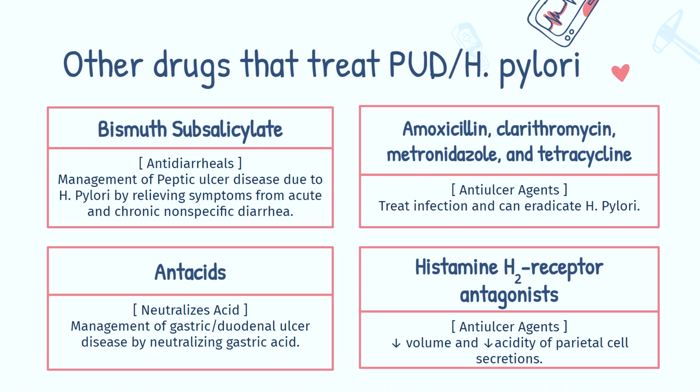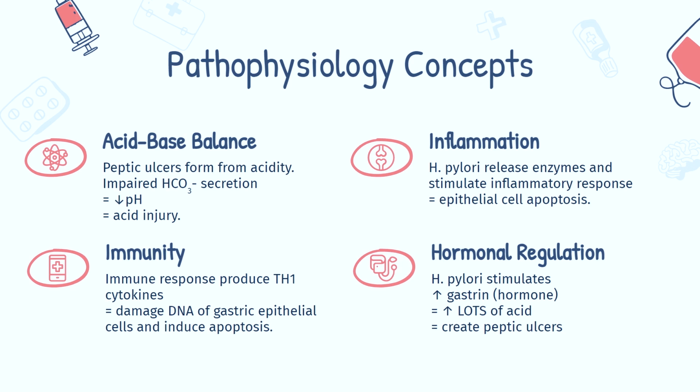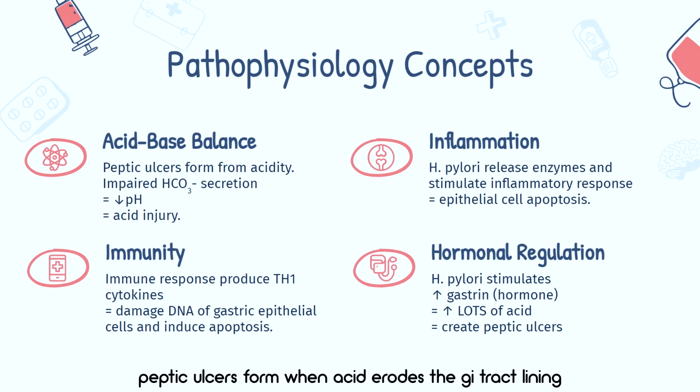of parietal cell secretions. Here are some pathophysiologic concepts that relate to PUD. For acid-base balance, peptic ulcers form when acid erodes the GI tract lining, causing the gastric mucosa to break and create ulcerations. With peptic ulcer resulting from H. pylori bacteria, acid isn't the dominant cause of bacterial infection, but contributes to the consequences. Duodenal bicarbonate secretion is also impaired, lowering the pH and leading to acid injury.